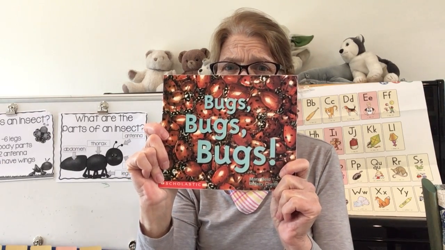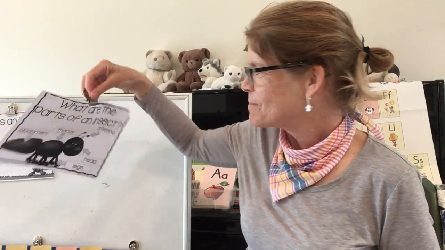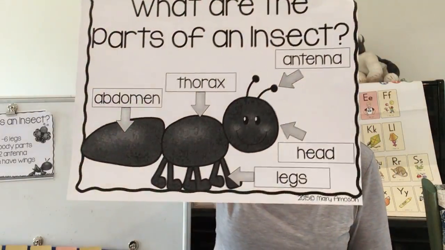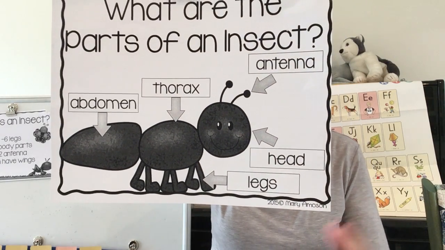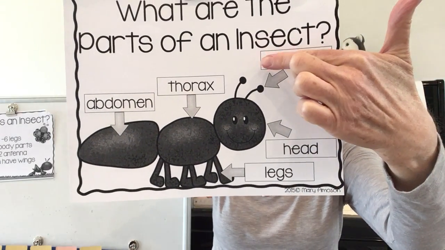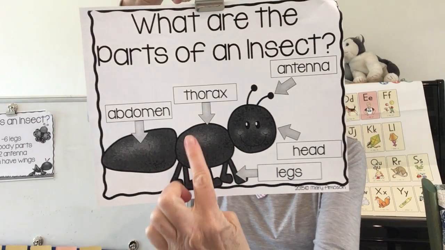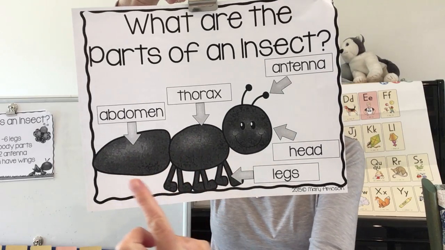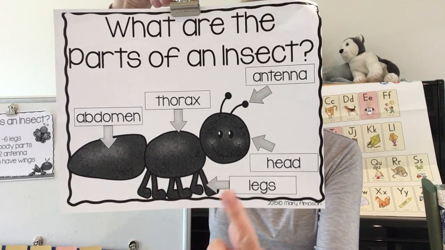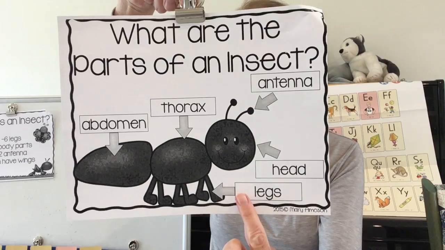Today, during our science lesson, we're going to do 2 cut and paste activity sheets about the body parts of an insect. First, I'm going to read you this book, Bugs, Bugs, Bugs, and I want to remind you about the parts of an insect. Okay, so right here, this says antenna. Insects have antennas, thorax, abdomen, head, and legs.